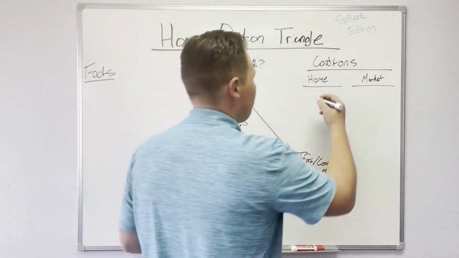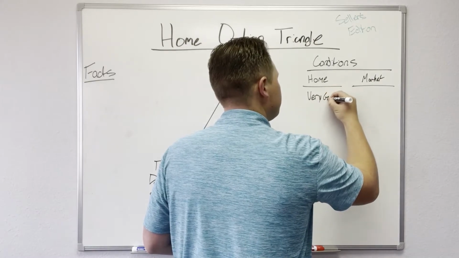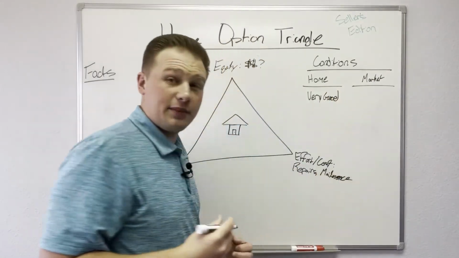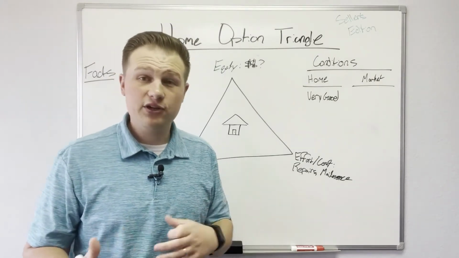So in home, you've got four different categories. Your first category for your home is very good. Now this is going to be a home that's probably been remodeled maybe within the last five years, give or take.